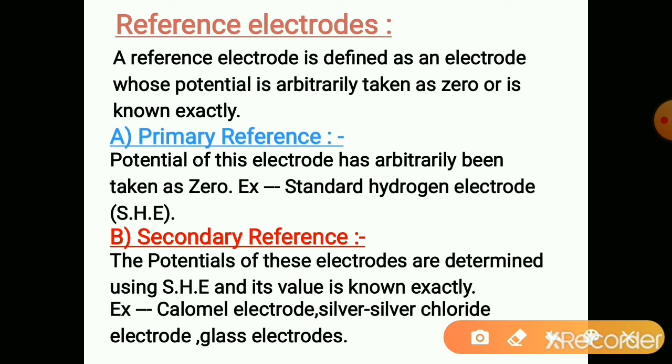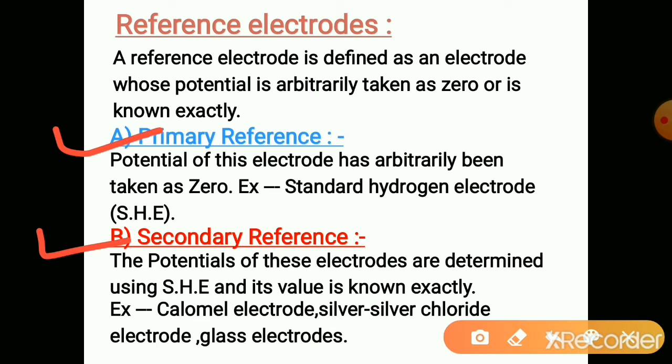The standard hydrogen electrode, with hydrogen gas at 1 atmospheric pressure in contact with a 1 molar solution of H plus ion, is chosen as the reference electrode. The half reaction of SHE, written either as oxidation or reduction, is considered to be associated with a potential of 0 volt. SHE is called the primary reference electrode. There are two kinds of reference electrodes, primary reference and secondary reference.